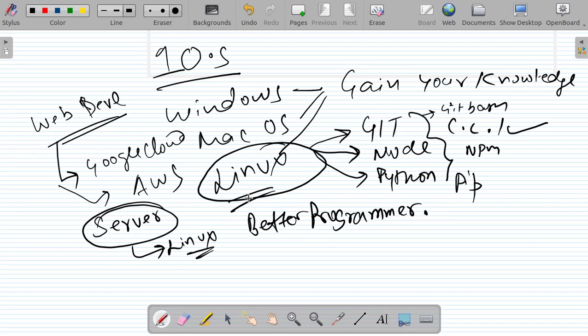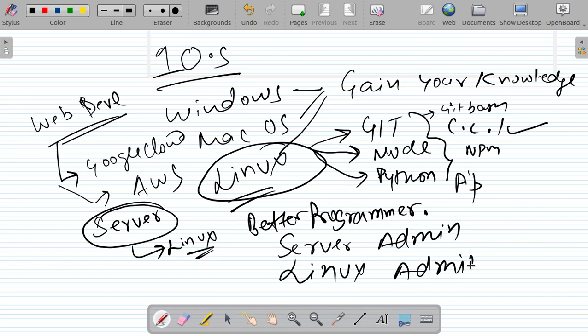Also, Linux offers many kinds of jobs available directly in the market. If you learn Linux, many jobs are available as system administrator, server administrator, or Linux administrator. You can search for those jobs on any job provider services like Naukri.com or Internshala. But if you learn Linux, you are basically becoming a better programmer, and Linux makes you think about how a computer is actually working.